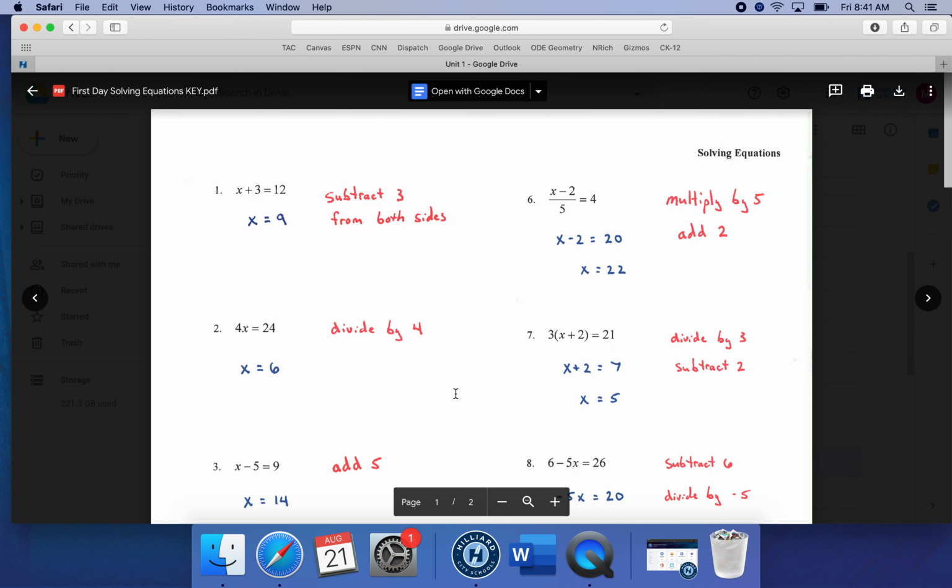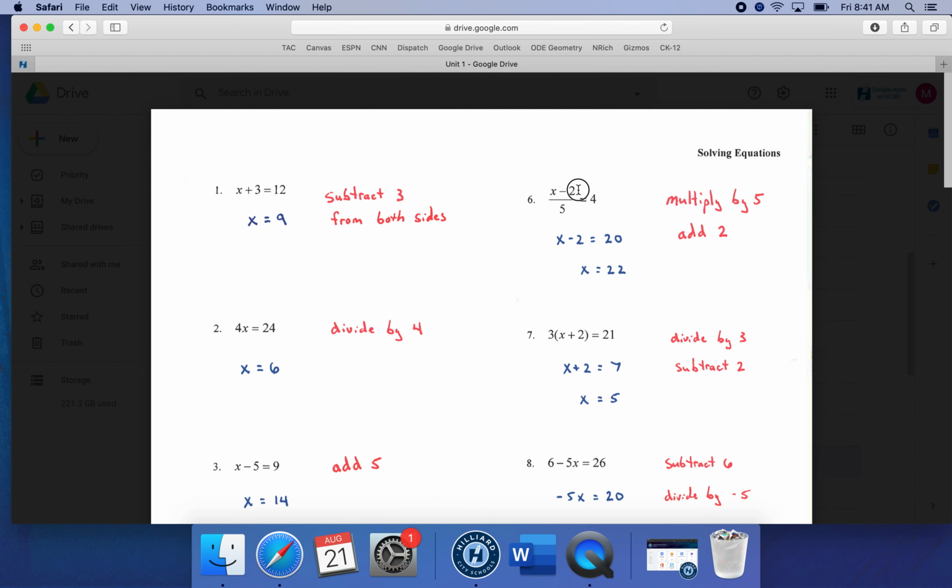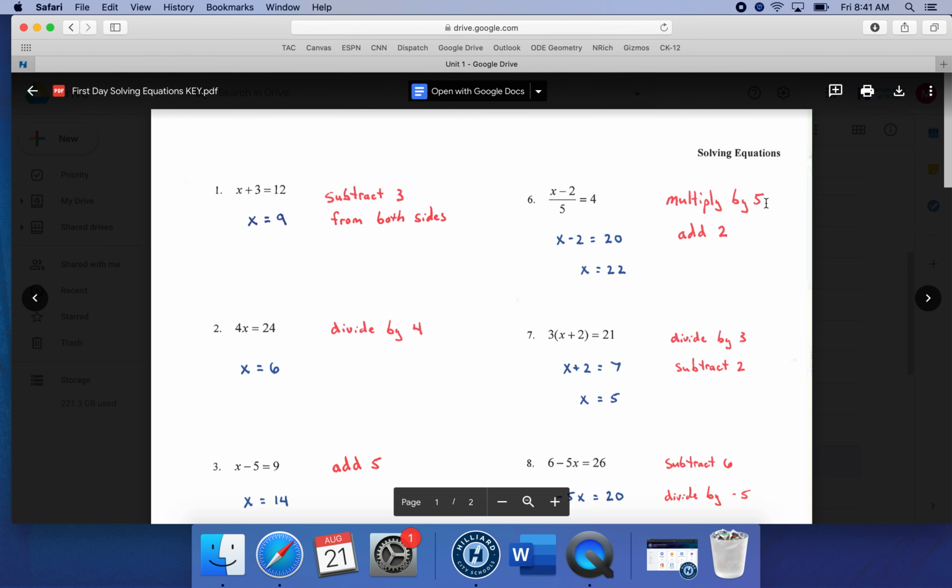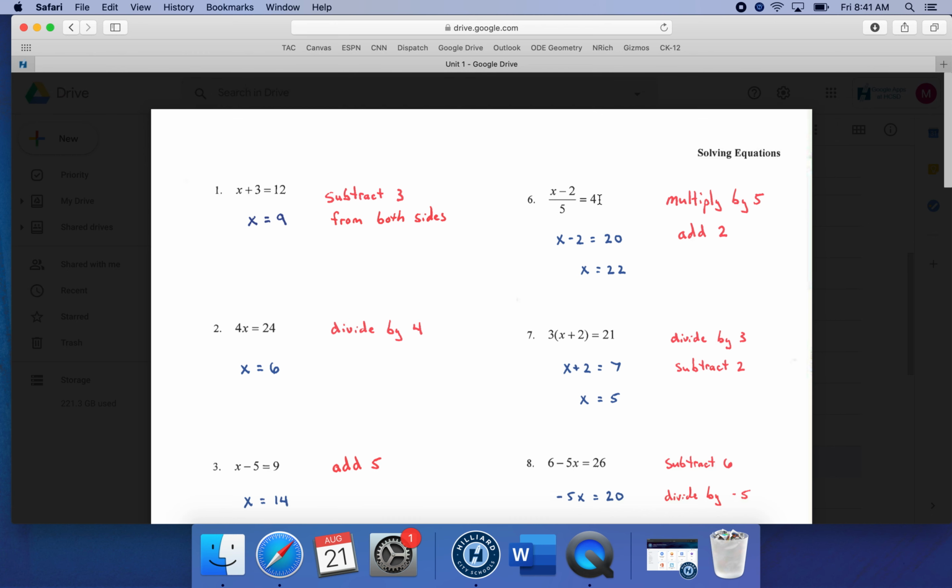Okay, let's scroll up and look at 6. In this case, you have to remind yourself that x minus 2 is really in parentheses. They're not written with parentheses, but on the top of a fraction, there are parentheses. So you have to deal with the 5 first. The 5 is dividing, so you multiply both sides by 5. That gets rid of the dividing by 5 here and makes this 20. Then I'm going to add 2 to both sides and get 22, and you can check your answer, right?